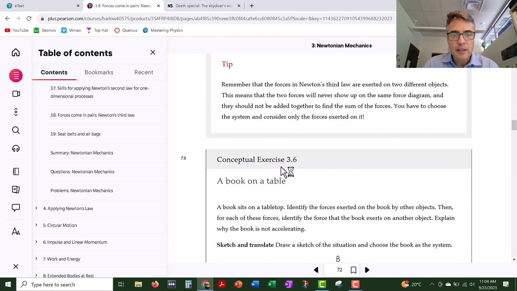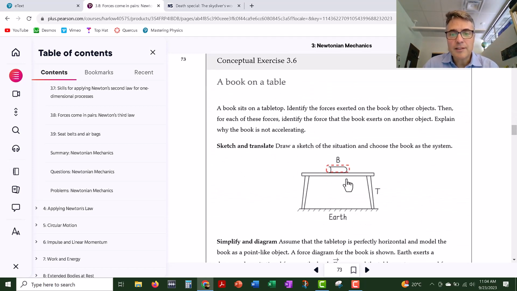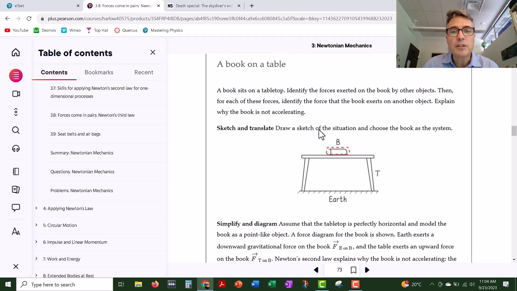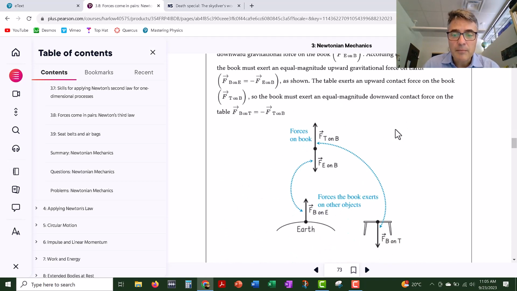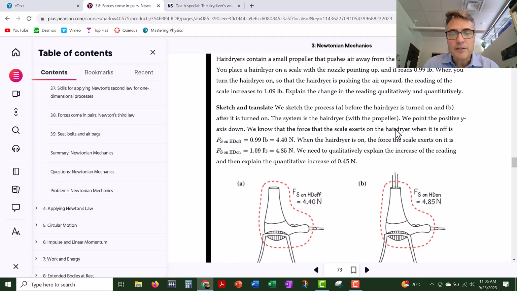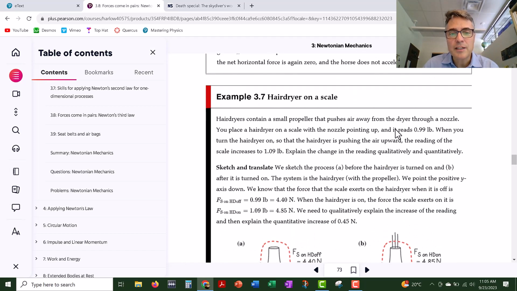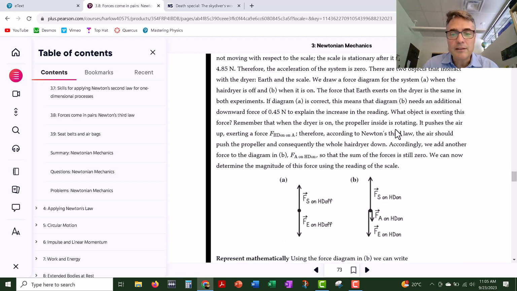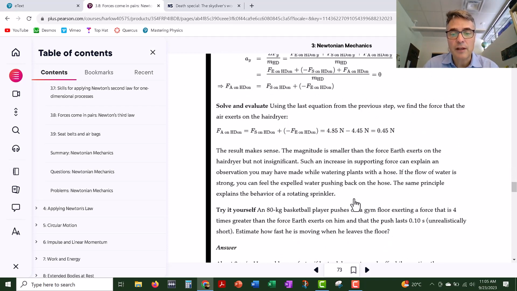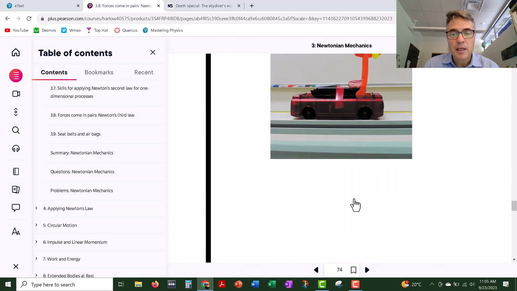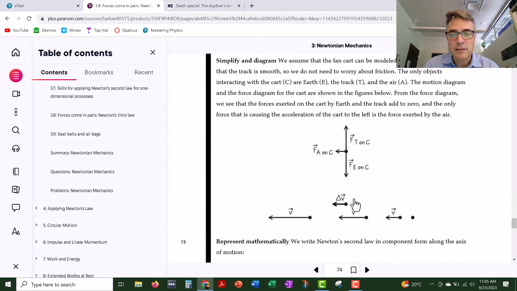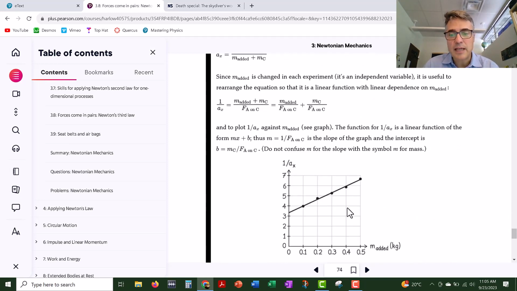But you should definitely read through this and try to go through the questions. Here's a question: a book sits on a tabletop. Identify the forces exerted on the book by other objects, and then for each of these forces, identify the force that the book exerts on the other object. So I would recommend you go through that. There's a hairdryer example. A hairdryer is sitting on the scale. What are these interaction forces that are equal and opposite? And then there's a nice little description of linearizing data, which is exactly something that you're going to be doing in practicals.